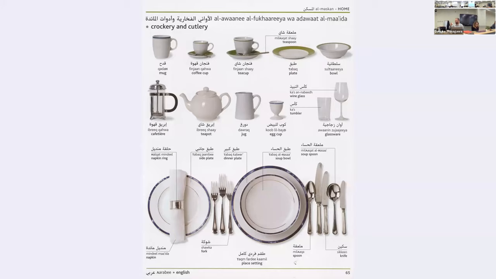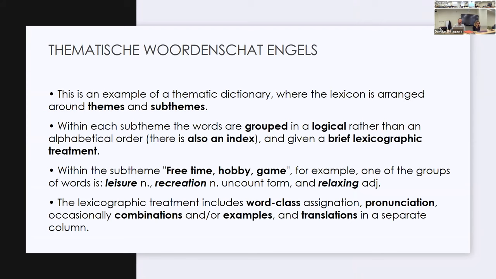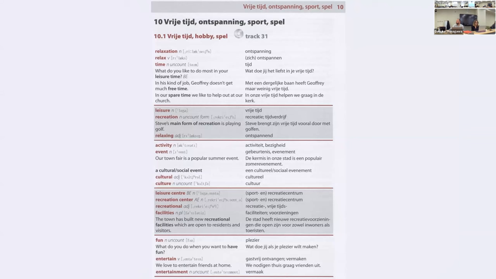The third one, a thematic dictionary for English. So it works with themes and sub-themes that are grouped in a logical order. There's also an index. Brief lexicographic treatment. For example, the fields free time and hobby and game deals with leisure, recreation, relaxing. A bit of word classes, a bit on pronunciation, combination examples, and translations. So two columns, a column in English, a column in Dutch, and little blocks of meaning with examples.